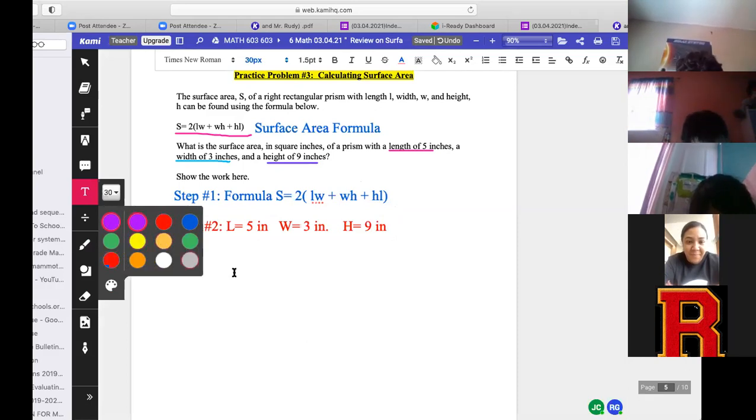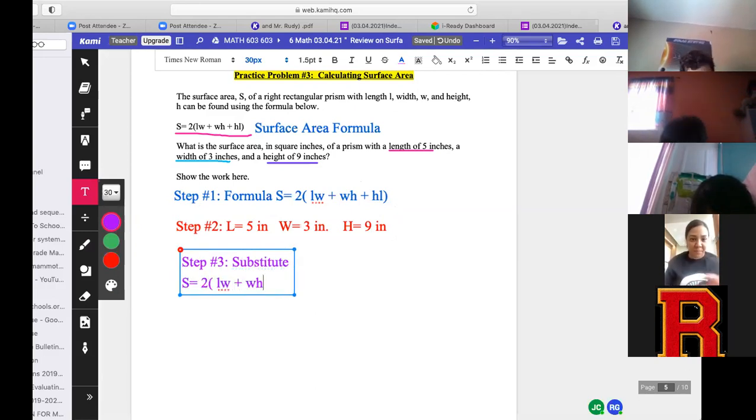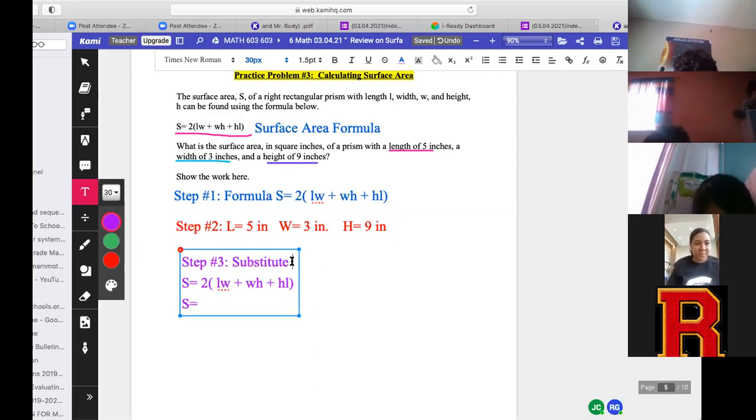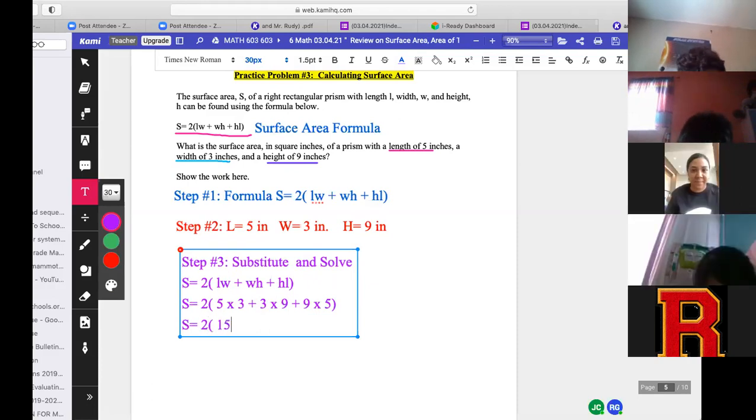Beautiful. Keep going, kiddo. And now, since we have to rewrite the formula, which is S equals 2 parentheses length times width plus width times height plus height times length. And now we have to substitute them, which is 5 times 3, 3 times 9, and 9 times 5. And 5 times 3 equals 15. 3 times 9 equals 27. And 9 times 5 equals 45.